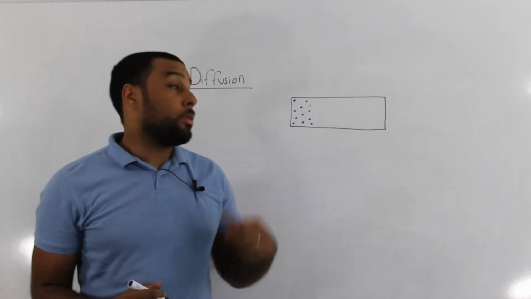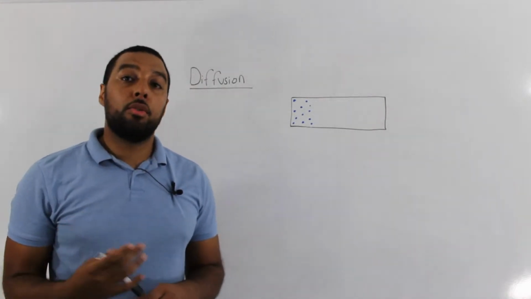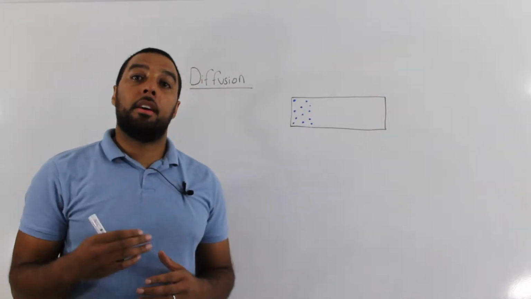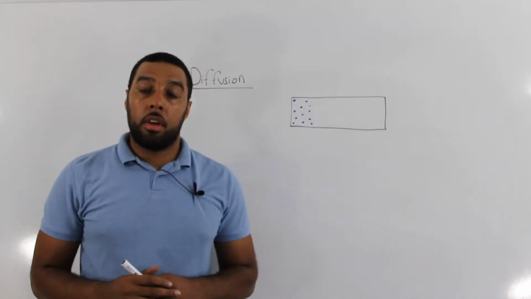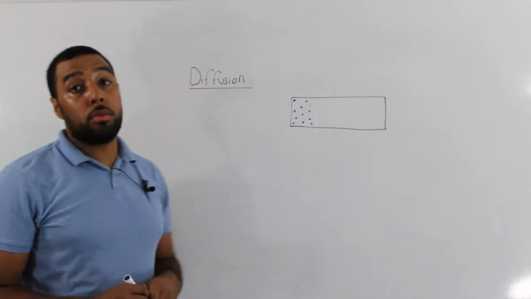In this lesson, we're going to be looking at the term diffusion. Now, dissolved substances have to pass a membrane to move in and out of the cell. These dissolved substances move in and out of the cell by a process called diffusion.